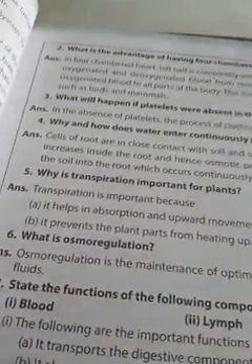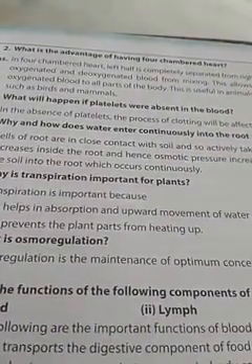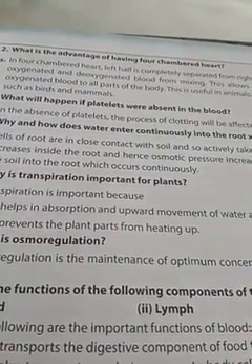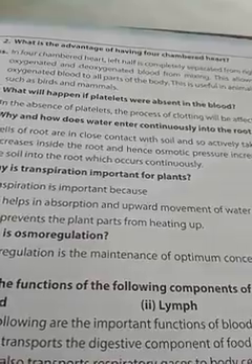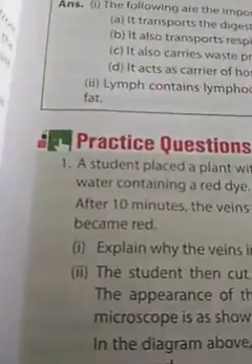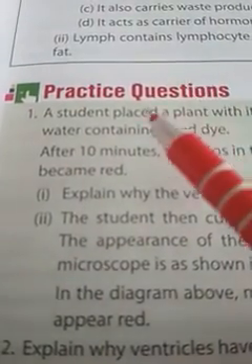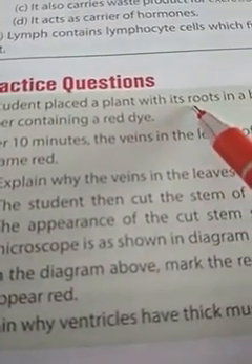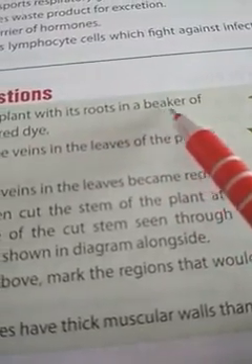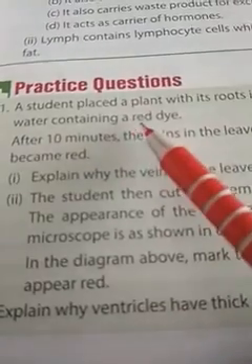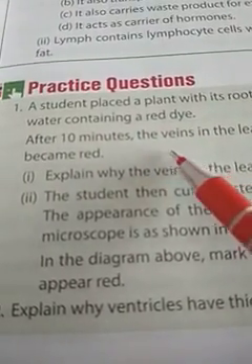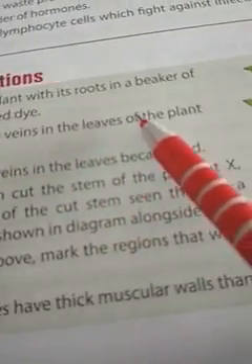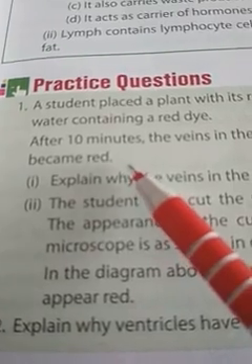So dear students, you can solve the sample questions given in your book if you understand the diagrammatic representations available in this video. And now come to the next, the practice questions. By solving the practice questions, you will be able to answer the questions. Dear student, a student placed a plant with its roots in a beaker of water containing a red dye. After 10 minutes, the veins in the leaves of the plant became red.